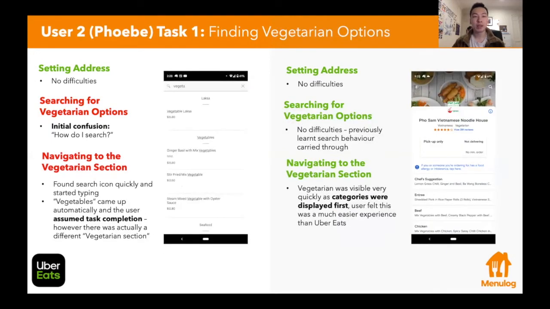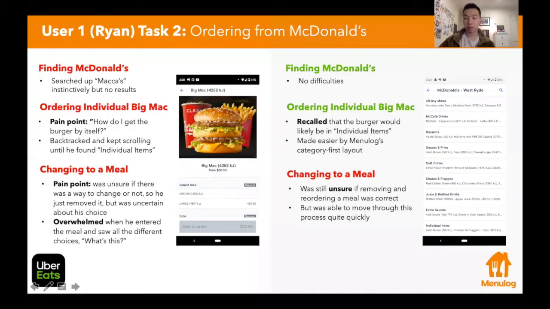And for Phoebe, she had a lot more issue with Uber Eats at the start. Being a first-time user, she found it quite confusing, and she actually didn't end up completing the task as intended. However, when she went to Menulog, mainly because of that category first approach that Ryan also liked, she found it a lot more beginner friendly and a positive experience.